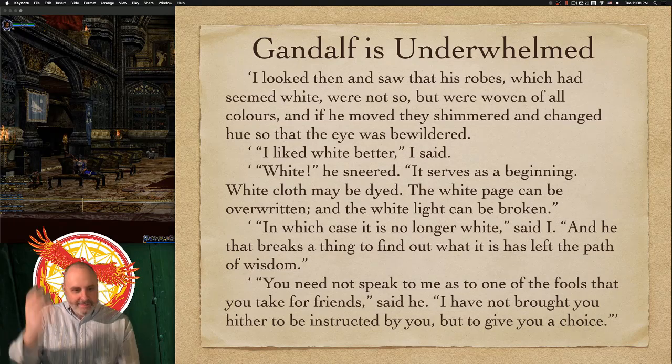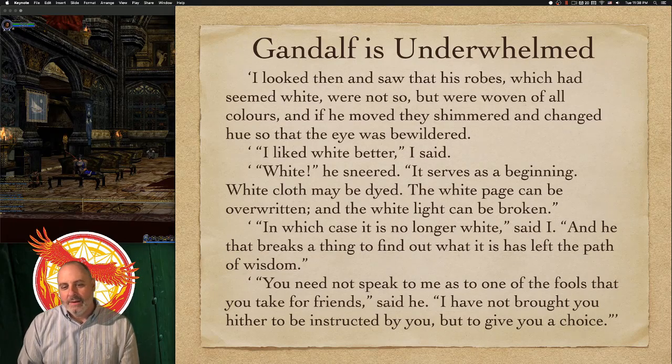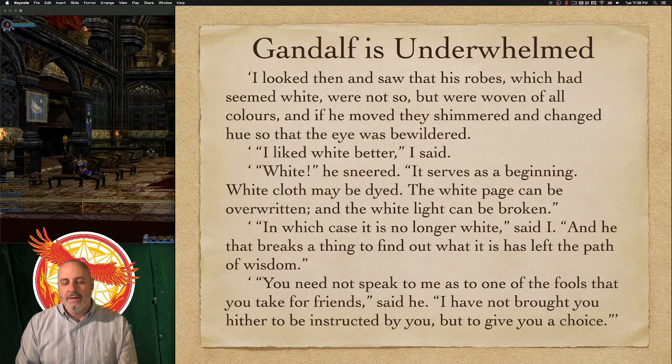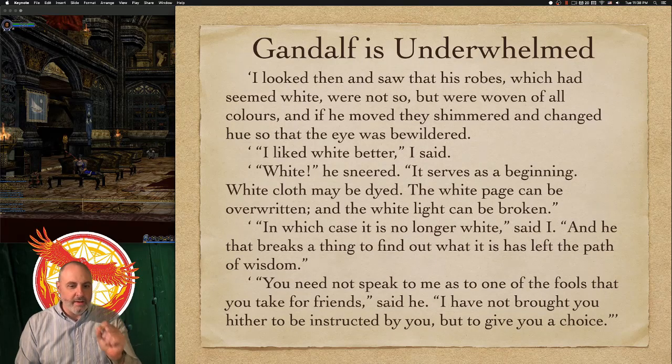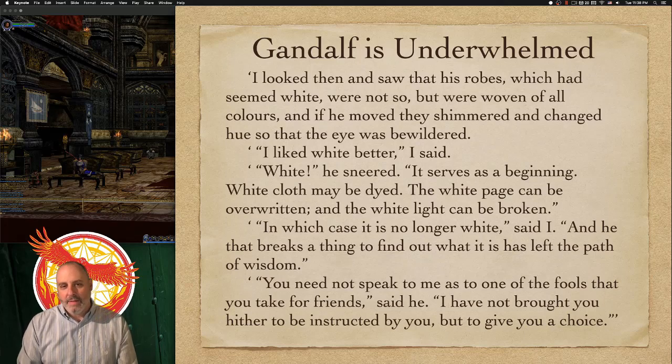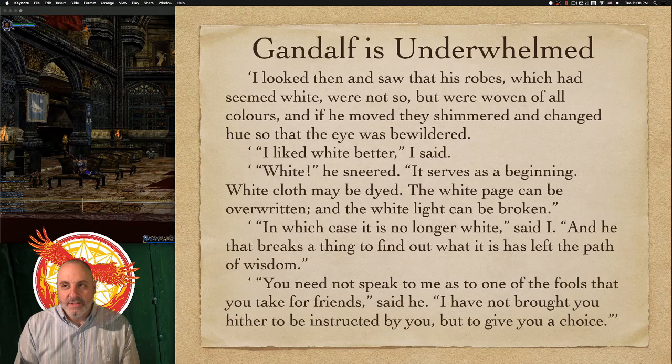When you break it, look, it's better, right? And it's that word broken. It's that revealingly violent and sort of callous word choice that Saruman has used, that Gandalf immediately focuses in on. He that breaks a thing to find out what it is has left the path of wisdom. Is he anti-scientific inquiry? No. But he is anti-violence. He is anti-means are more important than the ends.